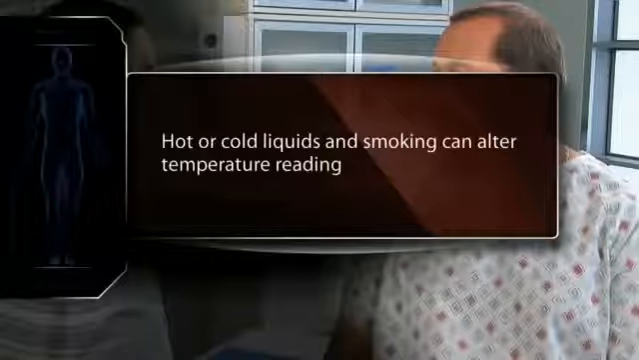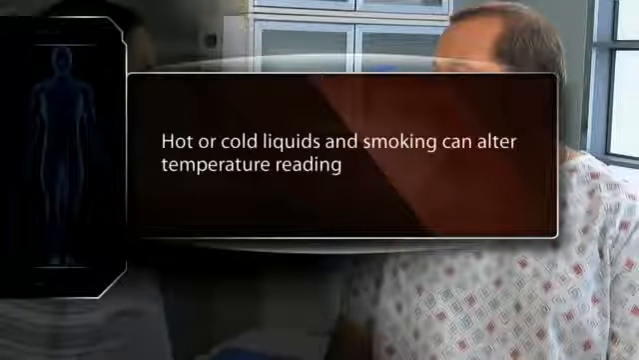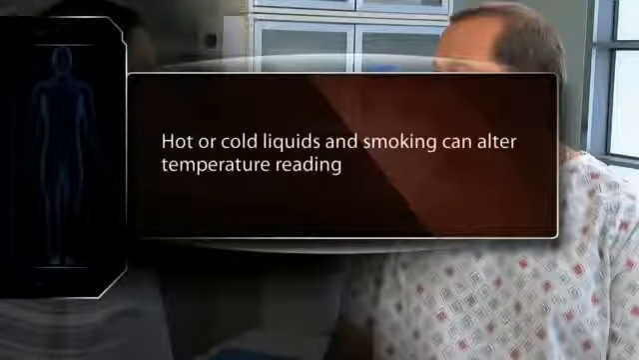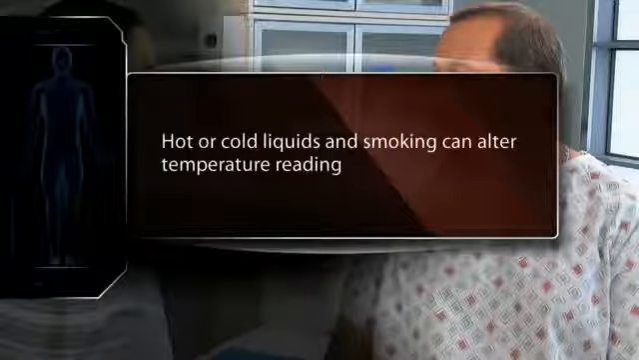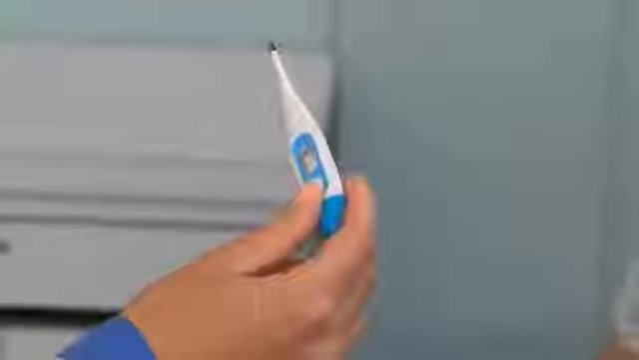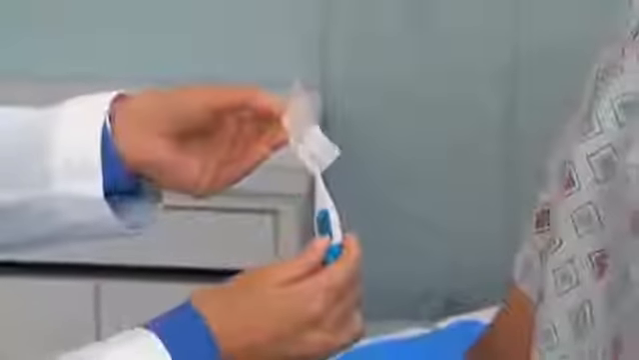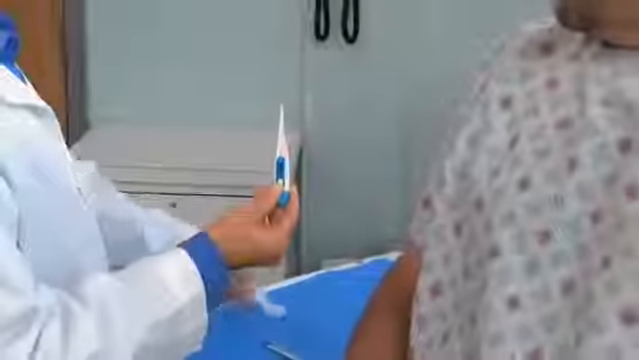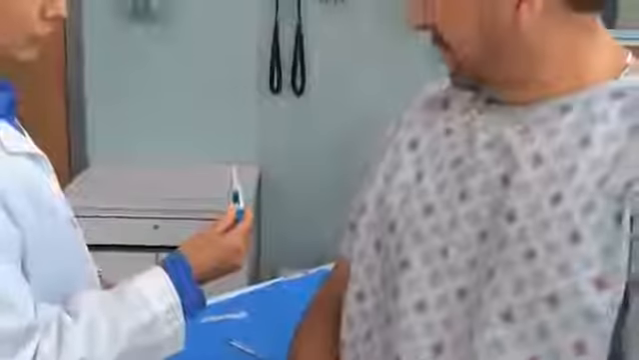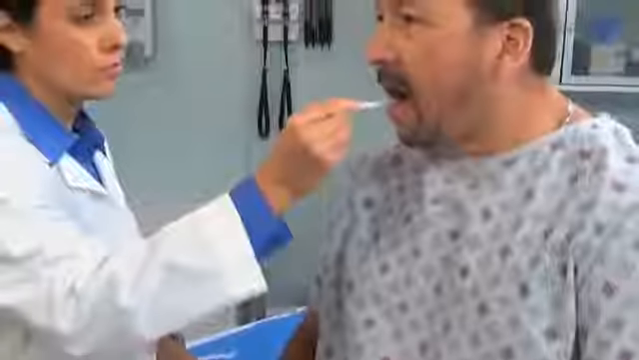If the temperature continues to rise, repeat the procedure until the reading remains stable. Note that hot or cold liquids, or even smoking, can alter the temperature reading. So in these cases, it is best to delay measuring the temperature for 10 to 15 minutes. Electronic thermometers are increasingly replacing glass thermometers. To use this device, carefully place the disposable cover over the probe. Insert the thermometer under the tongue and ask the patient to close both lips, and then watch closely for the digital readout. An accurate temperature recording usually takes about 10 seconds.